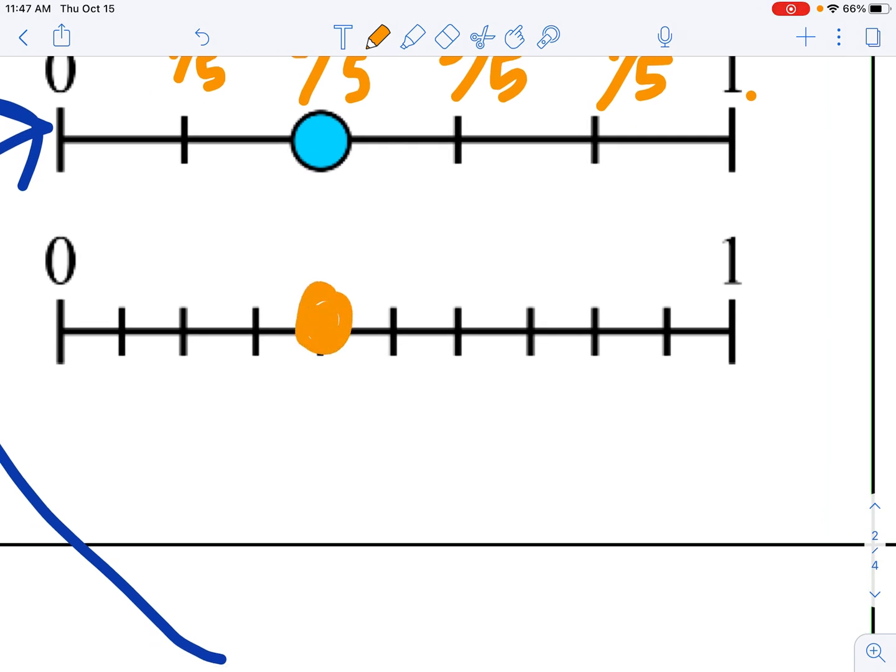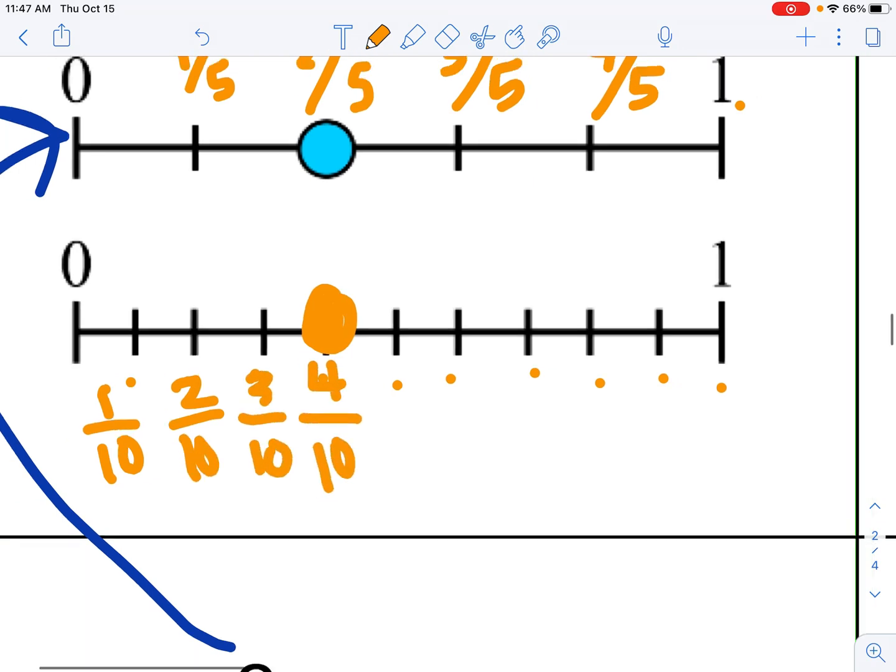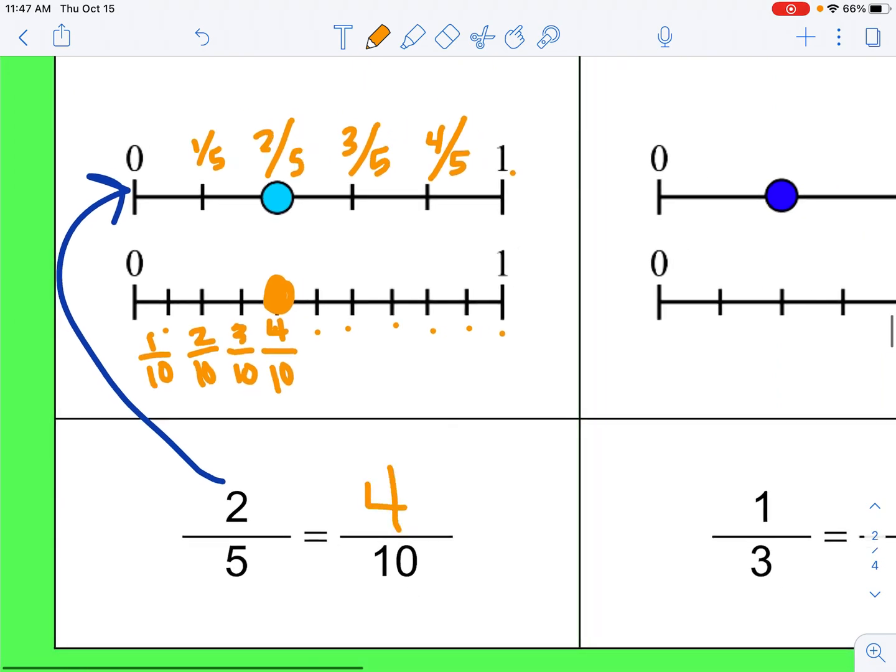So now we need to figure out, I'm going to plot this point exactly where it is on the second number line, and we need to figure out what fraction it is. So I like to count how many lines I have. I have 1, 2, 3, 4, 5, 6, 7, 8, 9, 10. So I'm splitting my number line up into tenths. So this is 1/10, this is 2/10, and so on. So that tells me that my number, or my point, is at 4/10.